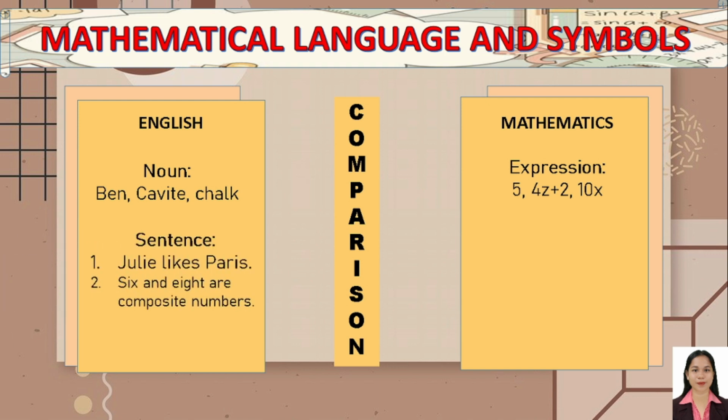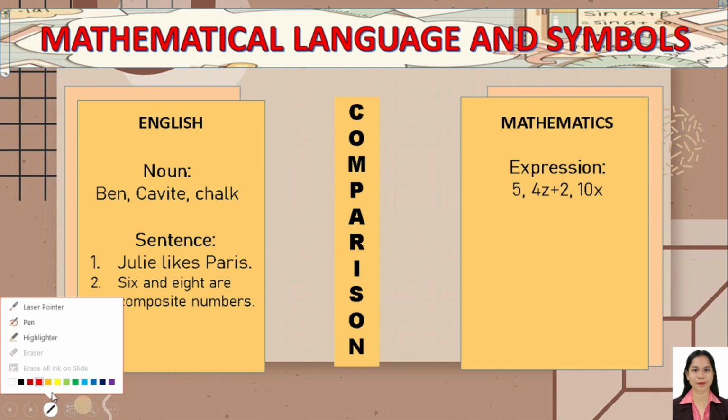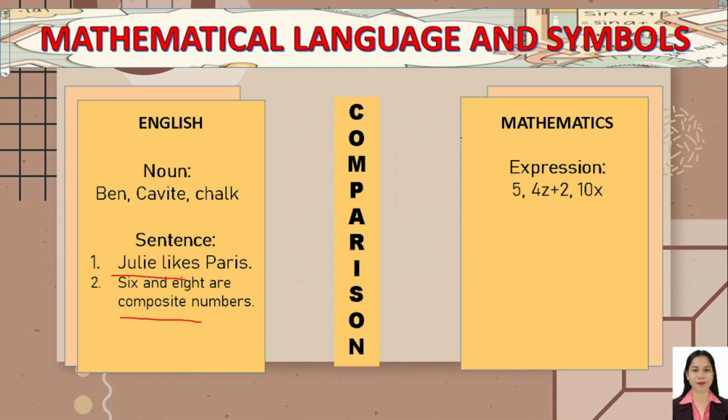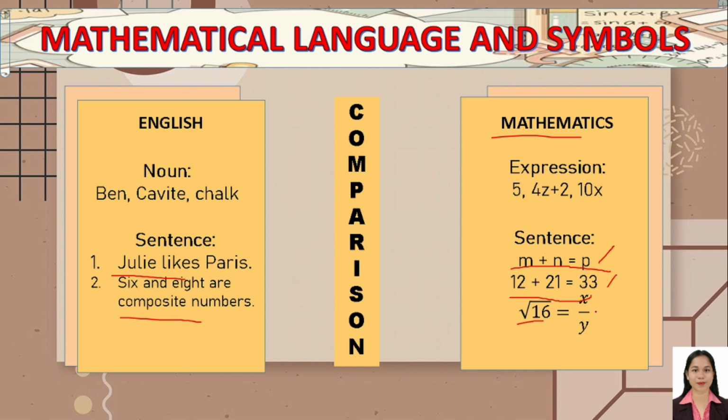Then for sentence, a sentence gives a complete thought. An example in English is, Julie likes Paris. Then we have, 6 and 8 are composite numbers. While in mathematics, an example of a sentence that gives a complete thought is m plus n is equal to p. So it gives a complete thought. Then 12 plus 21 is equal to 33. And the square root of 16 is equal to x over y. So that is the difference between English and mathematics.